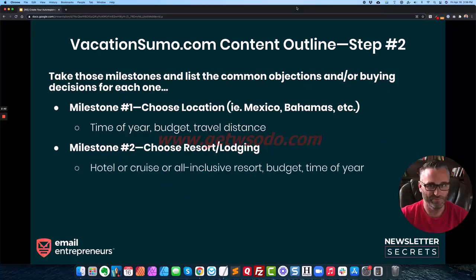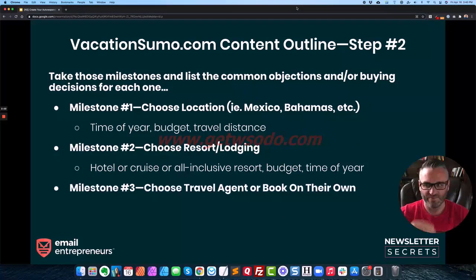I didn't put that in there, but some other things they might be considering for where to stay: should I stay at a hotel? Should we go on a cruise? Should we do an all-inclusive resort? And budget and time of year also apply to the lodging.